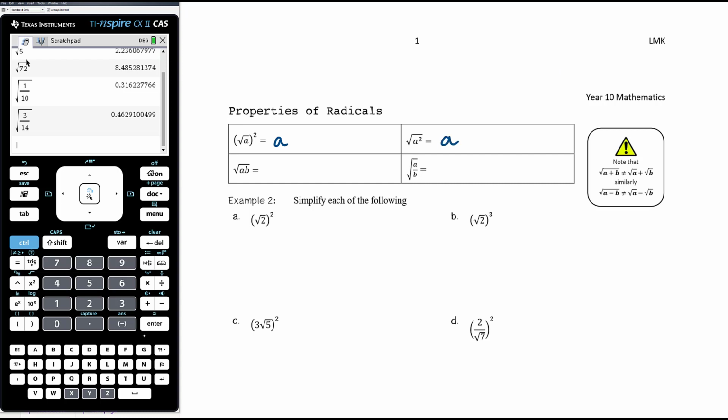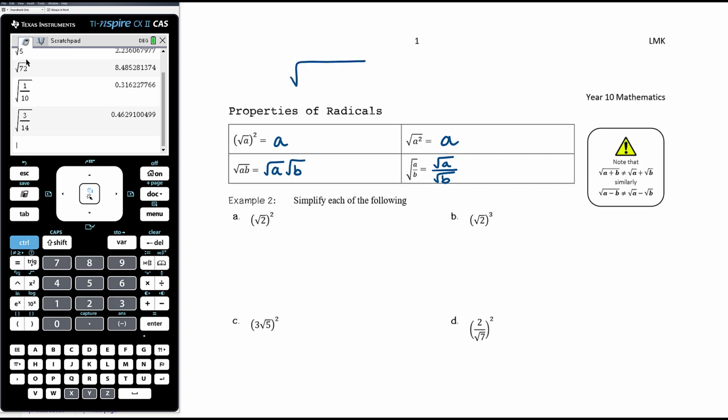Now, if we have the square root of a product, so square root of two things being multiplied together, we can break up the square root. Square root of a times b is the same as the square root of a times the square root of b. Similarly, if we have division, square root of a divided by b is the square root of a divided by the square root of b. However, if we have addition or subtraction, we cannot break up the surd in this way.